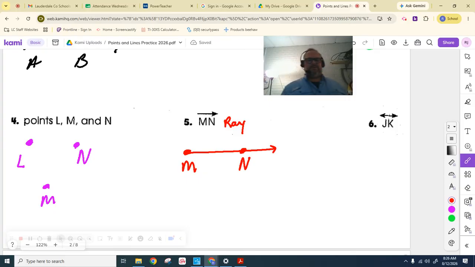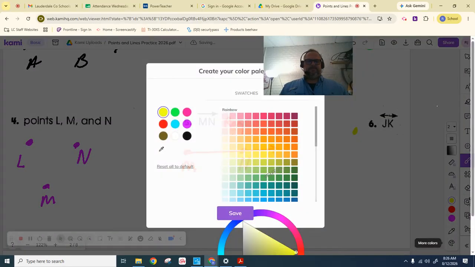And then number 6. See, I don't want to use that yellow, it doesn't show up. So let's change that.